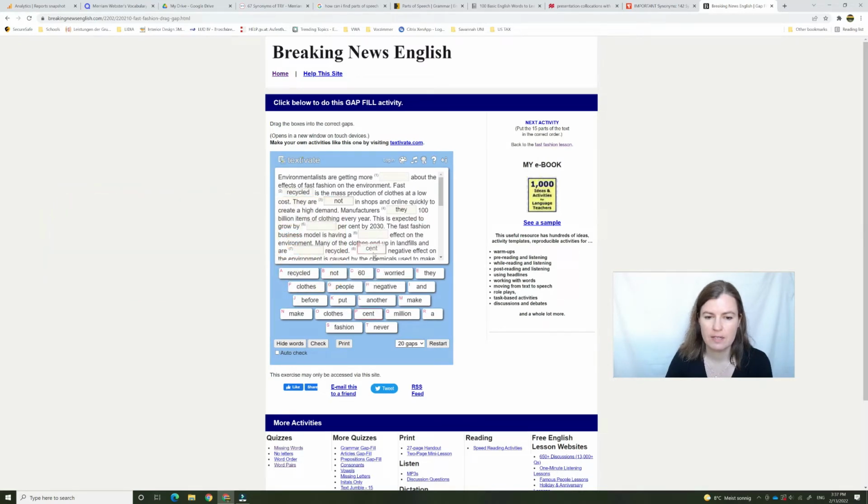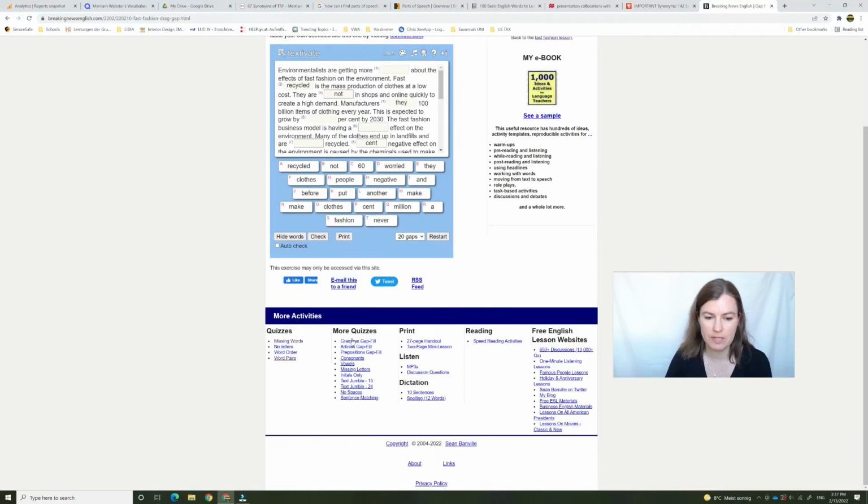And you can, like I said before, you can adjust the level. So depending on whether you're beginner, intermediate, or advanced, you can find the level that's right for you. And please go through here. You have more quizzes and even printable materials. If you're a teacher, this is a great resource. And that's Breaking News English.